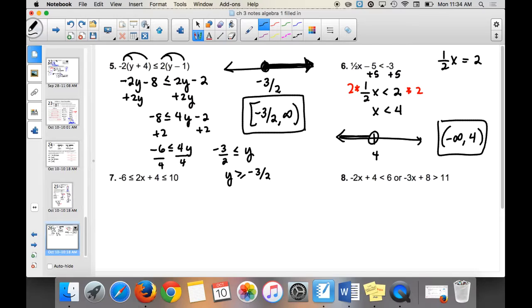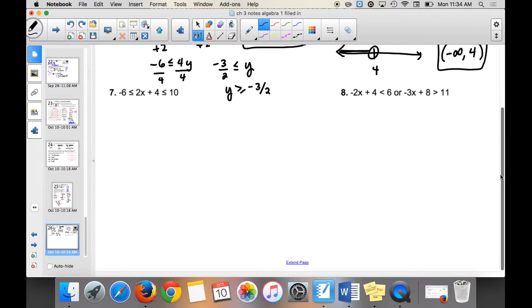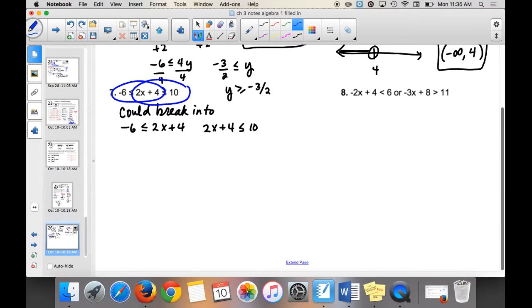So on number 7, we have everything all together. Okay, so it's negative 6 is less than or equal to 2x plus 4, which is less than or equal to 10. Okay, so we could break this apart into 2 separate inequalities: negative 6 is less than or equal to 2x plus 4, and then 2x plus 4 is less than or equal to 10. Do you guys see how I got that? So I took the left 2 together, and then I took the right 2 together. Okay, so you could do that.